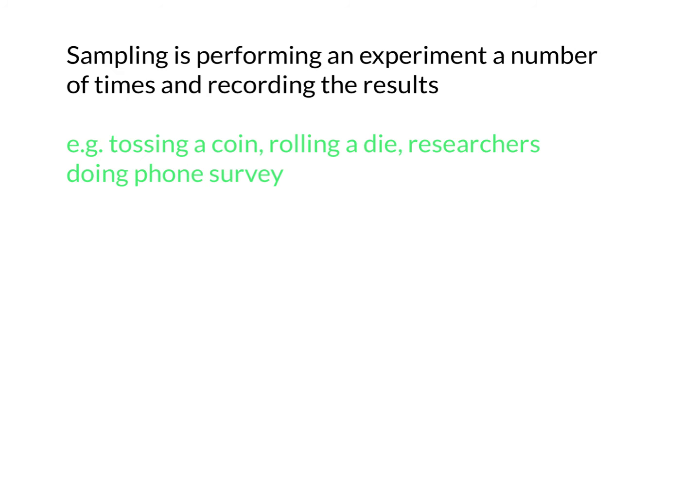So today, rather than look at expected probabilities, we're going to look at running a probability using an experiment. This is called sampling. Sampling is performing the experiment a number of times and recording the results, rather than what we expect to get. Tossing a coin, rolling a die, even researchers who do a phone survey are all considered types of sampling, where you conduct the experiment rather than just rely on what the predicted result is.